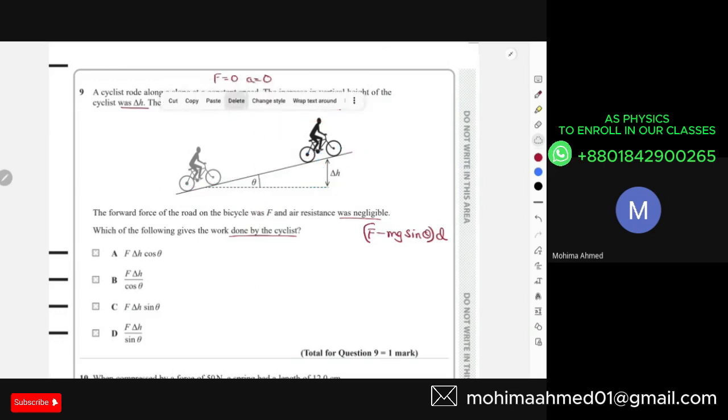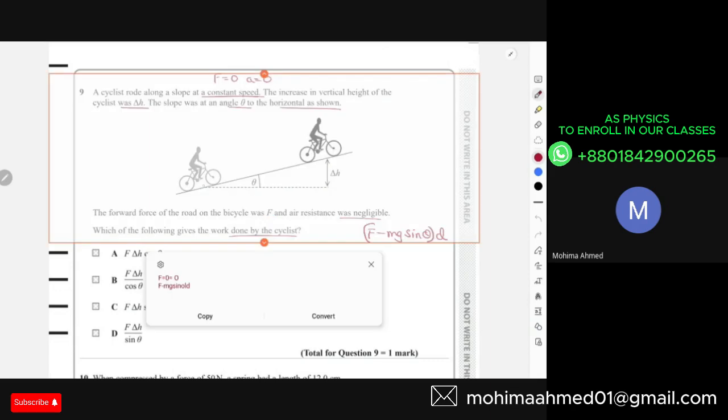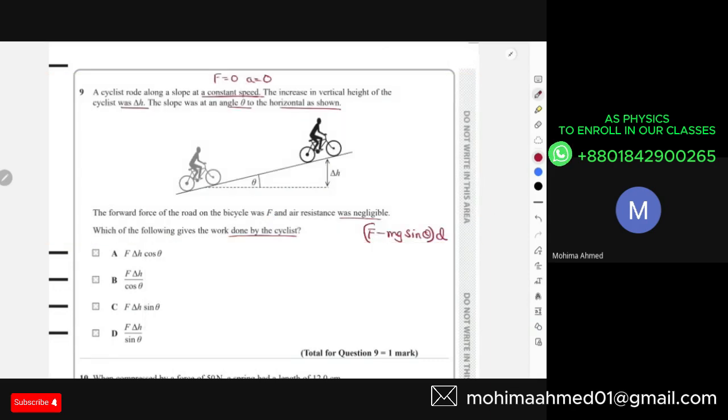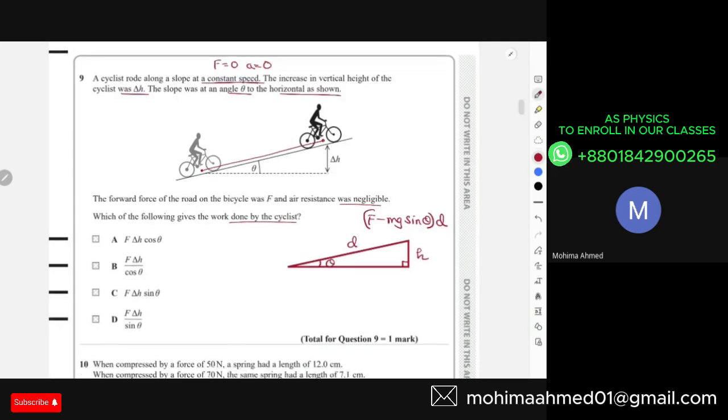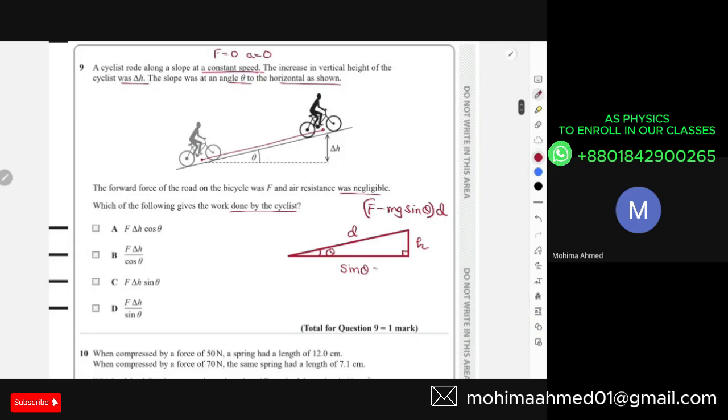If I just delete all these things, I want to find out the distance on the plane. So this is the distance I want to calculate. This creates a right angle triangle. This is your 90 degrees, this is H, this is D, and this is theta. Opposite over hypotenuse, so we use sine theta equals H by D. In that case, you get the value of D as H over sine theta.